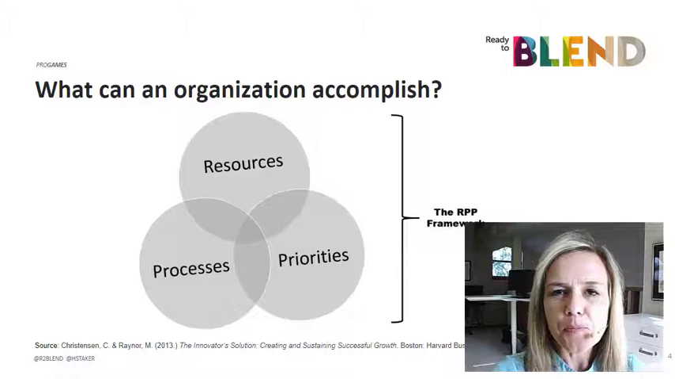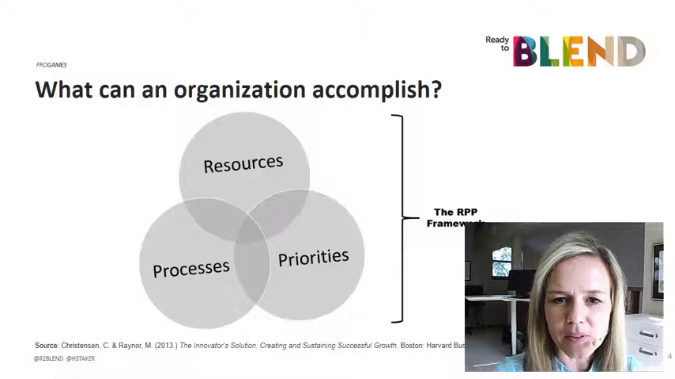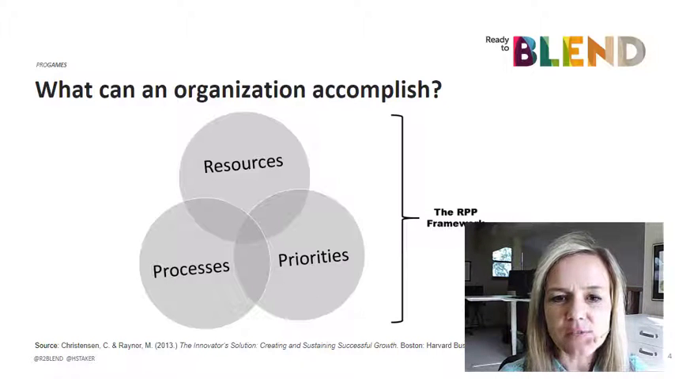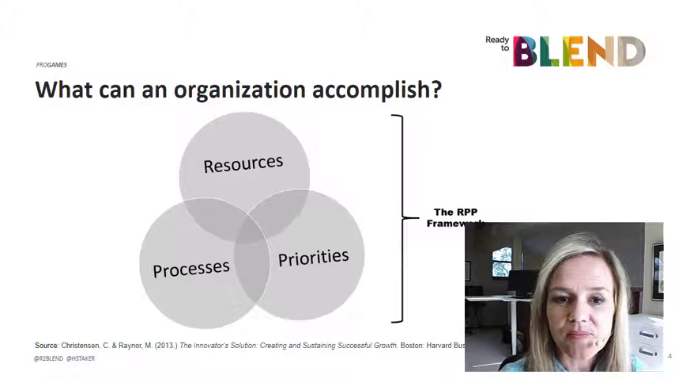Let's start here. What is your organization capable of getting done? What can your school accomplish? What can your individual classroom accomplish? What is beyond the realm of possibility? To analyze that, it all comes down to what Professor Clayton Christensen has called the RPPs. That's short for Resources, Processes, and Priorities. Those elements define what you can accomplish and what you can't.